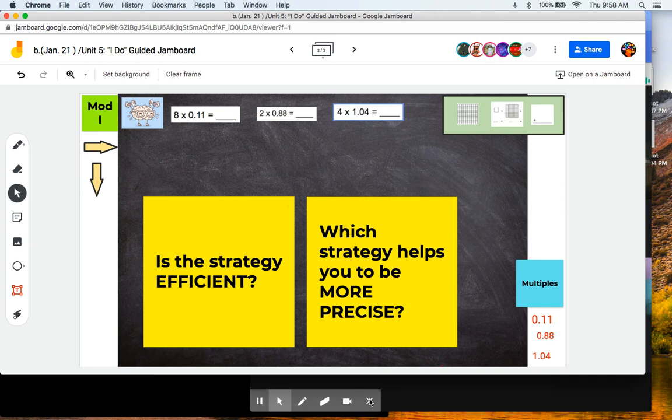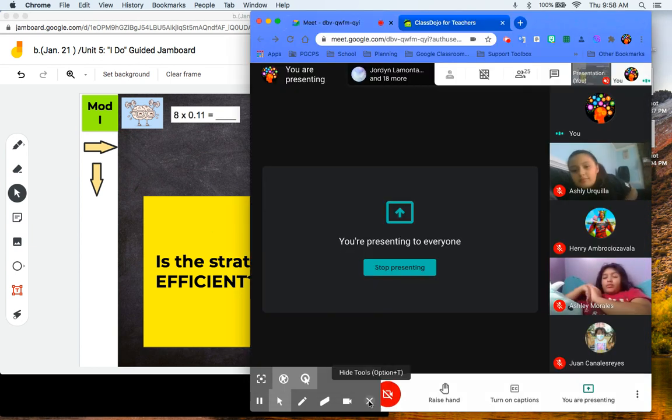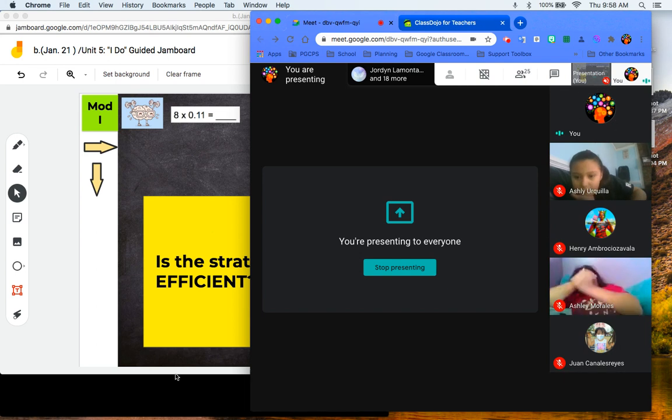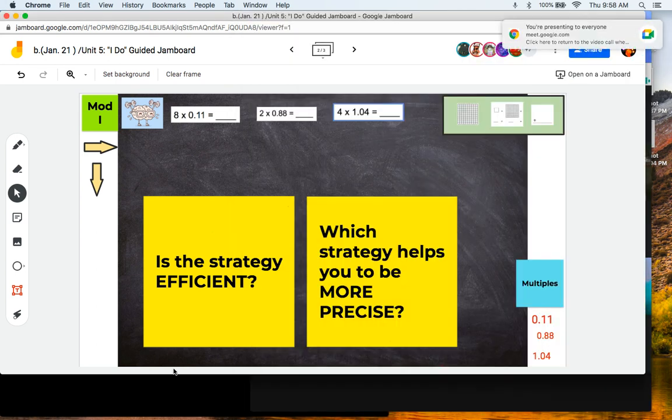Now, to continue with your growth, we will start with an independent math Jamboard.